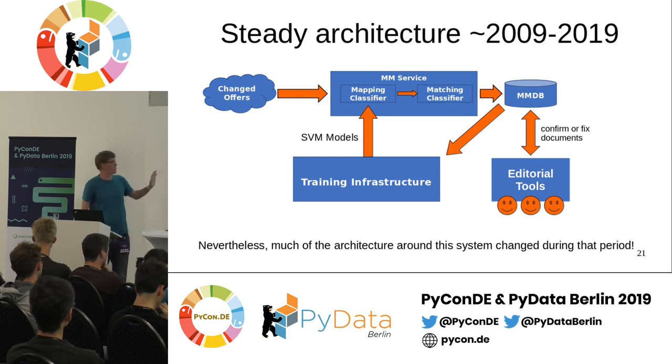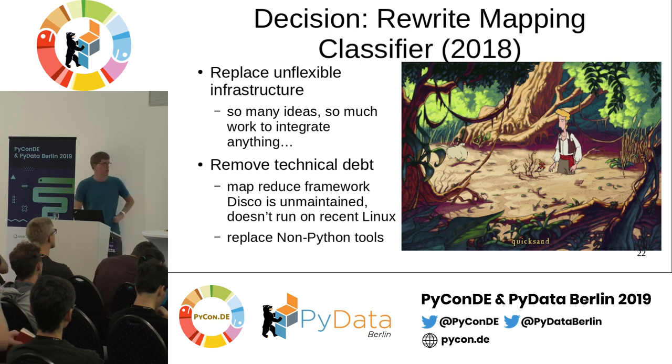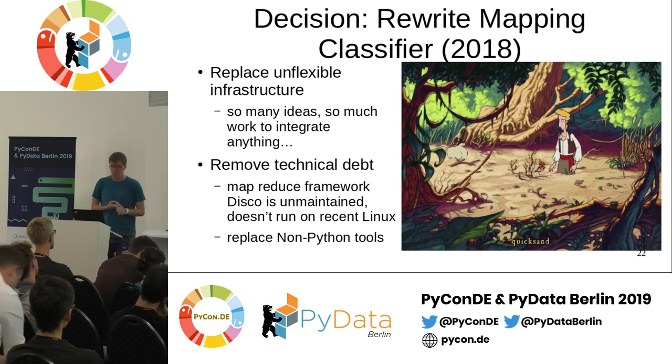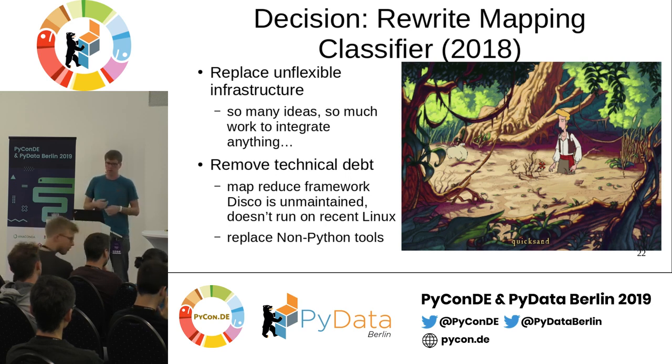Especially the training infrastructure with Disco and mapping training was a little bit stuck. So there was a decision to rewrite the mapping classifier in 2018. We needed to replace this inflexible infrastructure, because even if you had a good idea how you could improve everything, it was very hard to integrate anything: you needed to dive into C, look into the memory files and so on. There was a lot of technical debt. We needed to get rid of Disco, which couldn't even be run on recent Linux anymore, and replace non-Python tools.